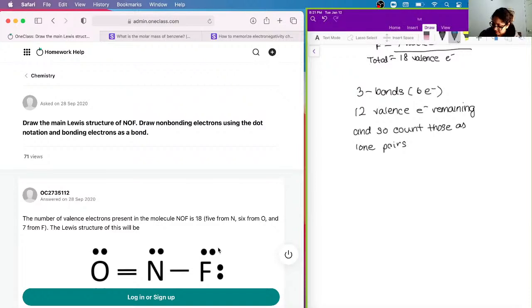As you see, they said they have nitrogen as their central atom, fluorine, and oxygen. So in this case, nitrogen would have 2 lone pairs, as we know. Fluorine would have 6, and oxygen would have 2. So in this case, 2, 4, 6. In this case, we have 12.